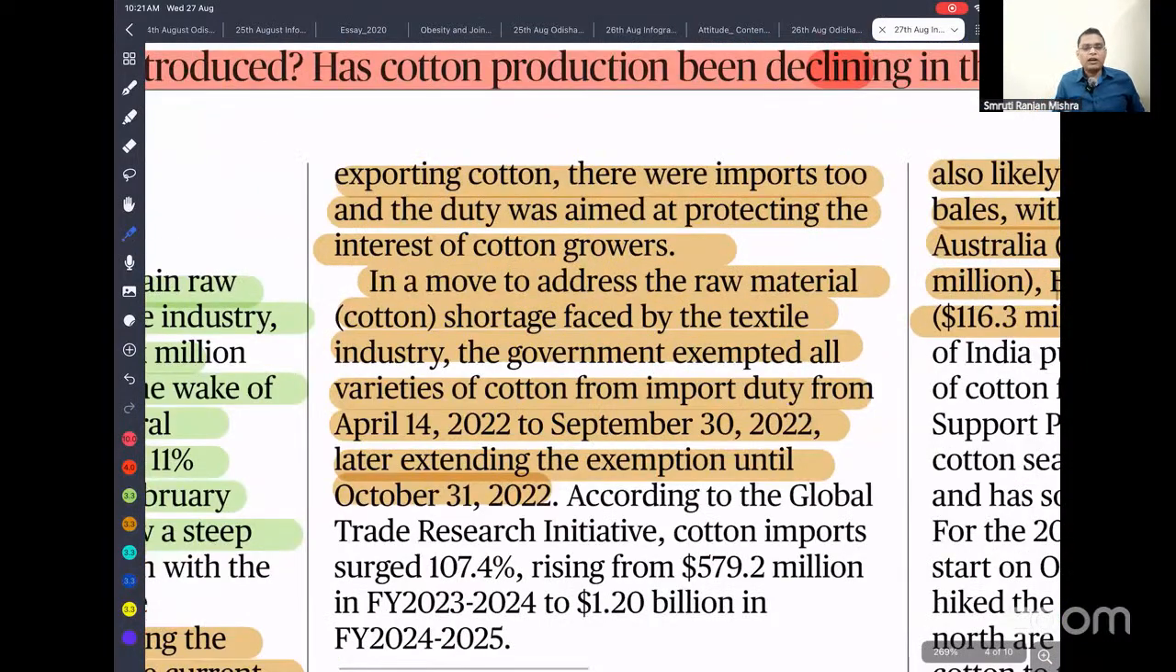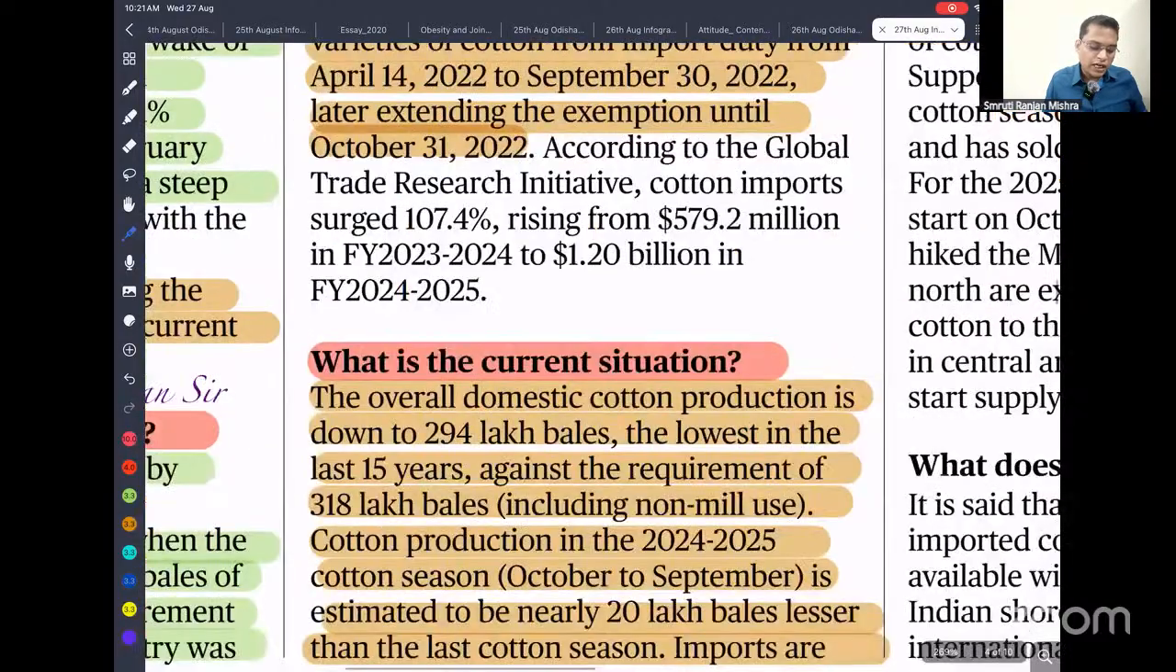But this year our production is quite low compared to our demand. That is the reason the government is removing the import duty, so that we can have access to cotton at the world level at a very low price.